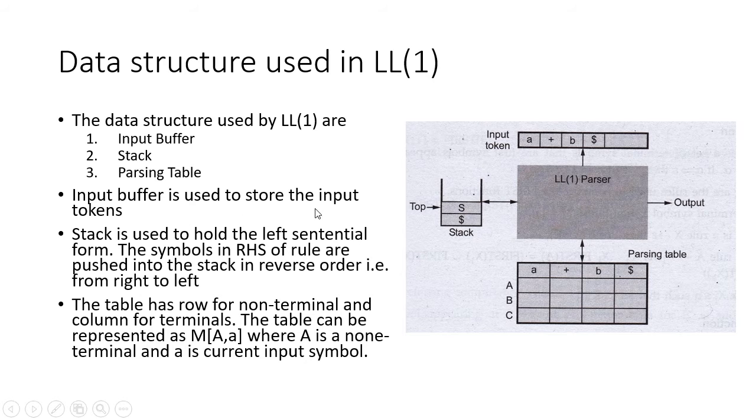So input is used to store the input token. Whenever you store an input token, for example A plus B, we add a dollar at the last to indicate the end of the string. Now the stack is used to hold the left sentential form. The symbols on the right hand side of a rule are pushed into the stack in reverse order, that is, from right to left. We will understand that in a while. The table has rows of non-terminals and columns of terminals. You can see that A, B, C are non-terminals, and A, plus, B and dollar are terminals. We call this table M.